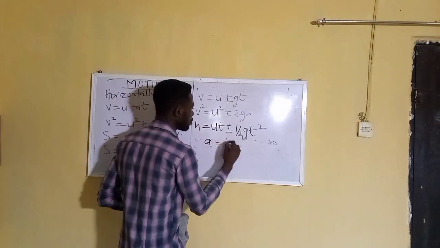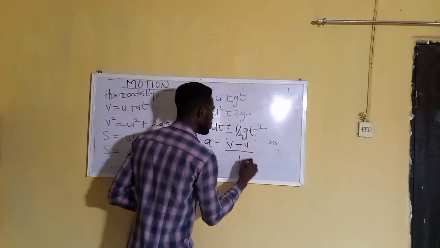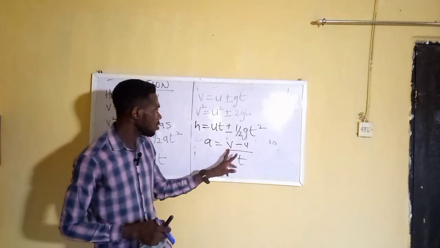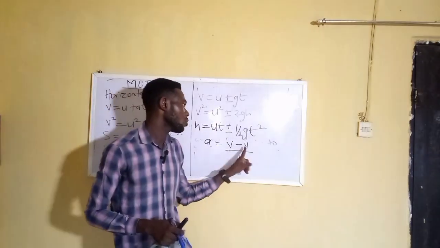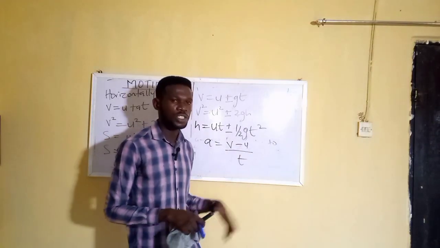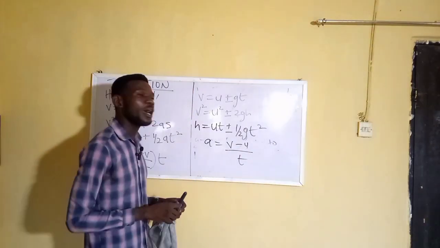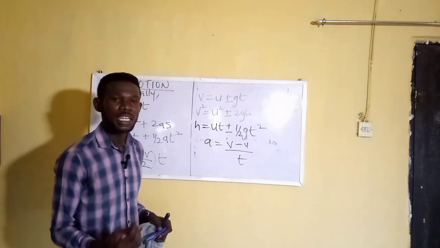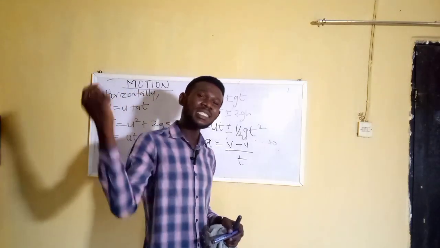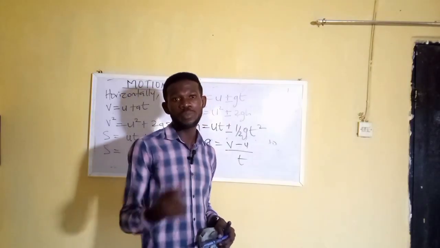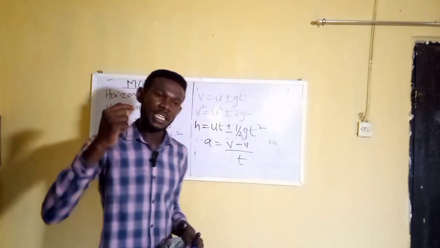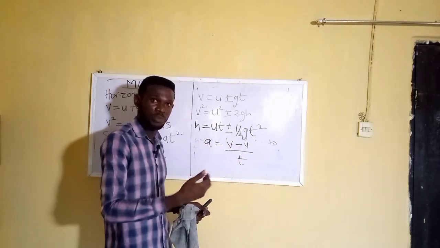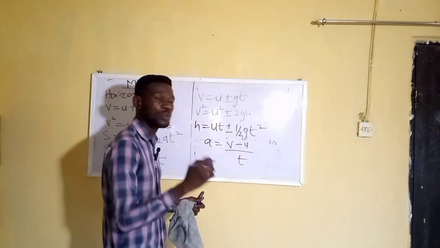It is given as a equals v minus u over t. Most of the time it's meant to be positive because your final should be higher than your initial. But sometimes there's what we call a negative acceleration, which is deceleration. Even though you hear the word deceleration, it is still represented as a, but it is a negative acceleration. So most of the time it will have a negative sign.